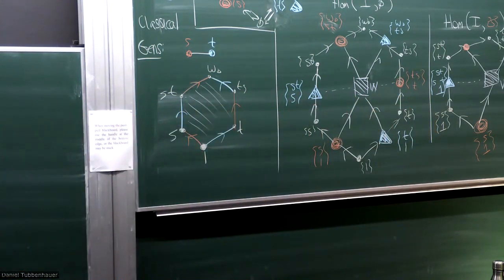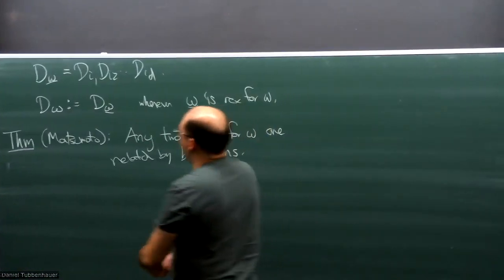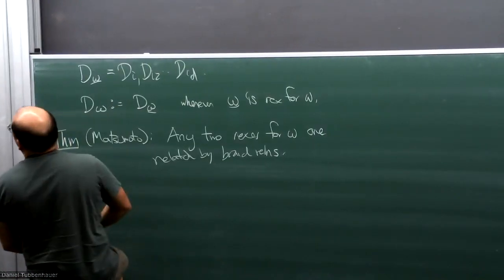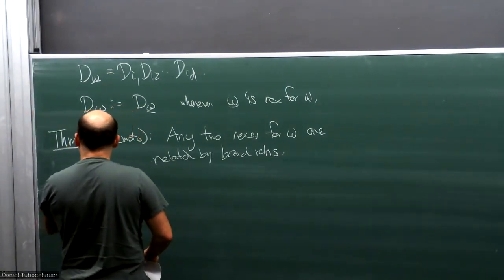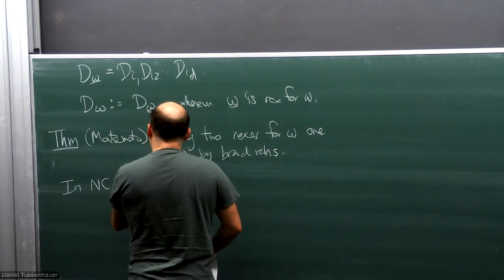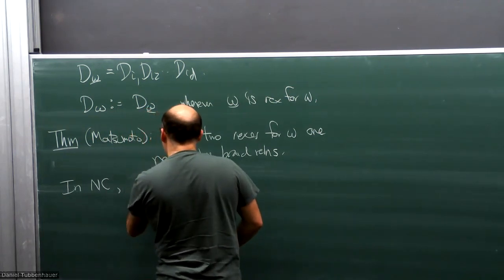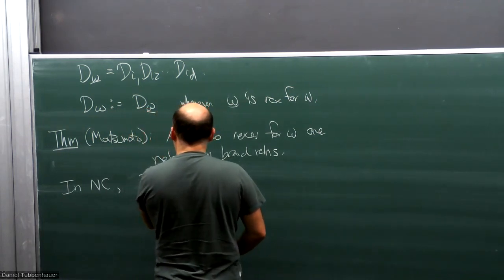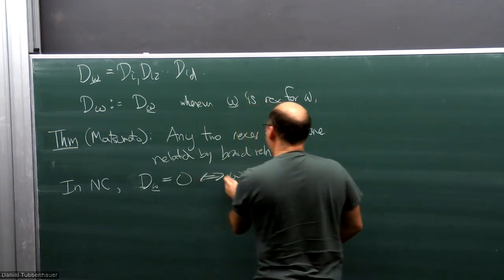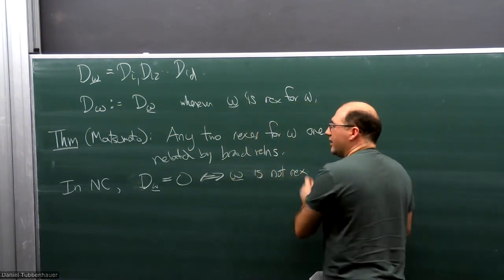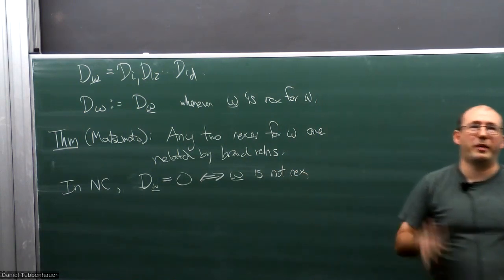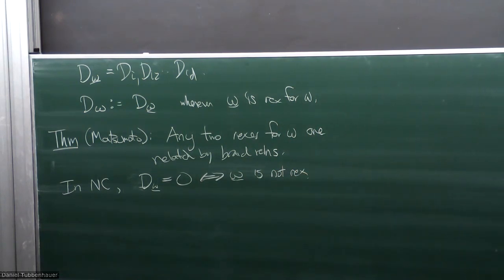Any questions? I do want to mention that I like the Coxeter algebra for a practical reason, because in the nil Coxeter algebra, if I take a word and it's not a reduced expression, then I get zero. Okay. So a reduced expression is exactly what is picked out as non-zero.